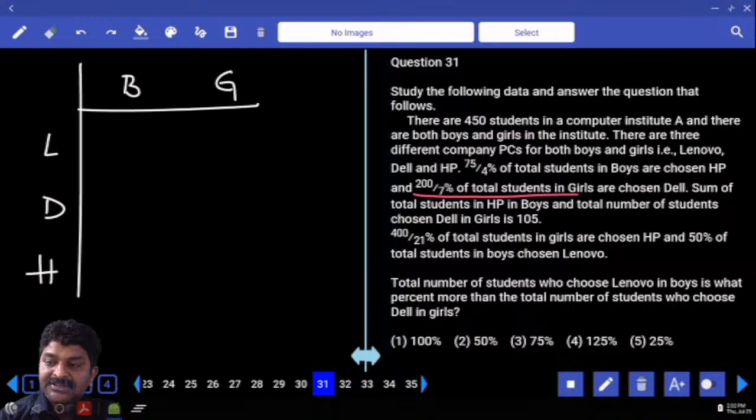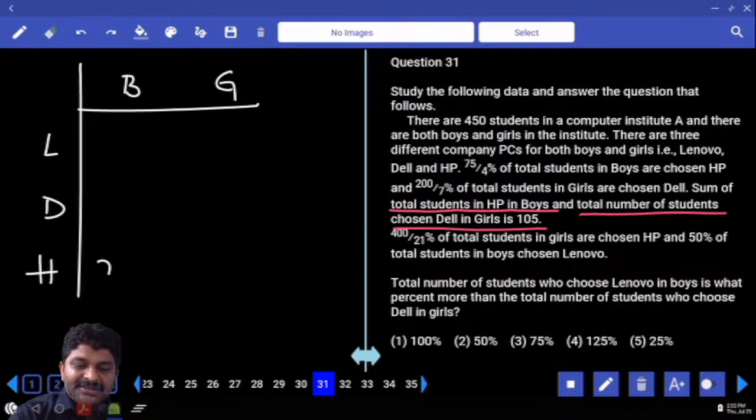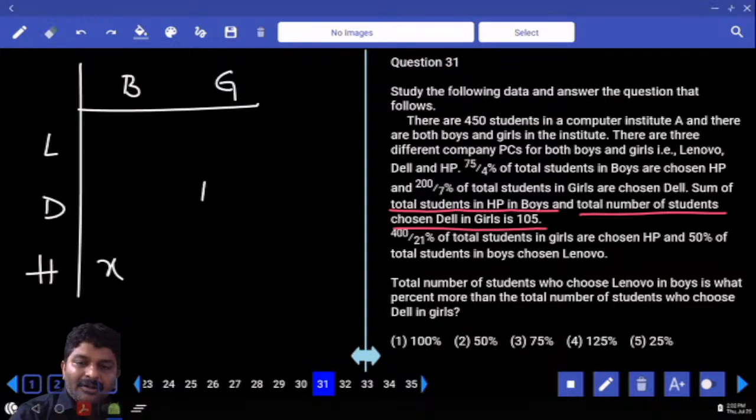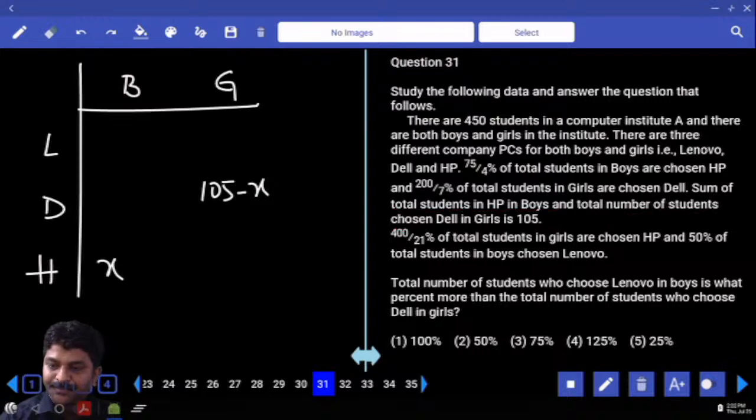200/7% of the total students in girls are chosen Dell. So this percentage is also calculated on girls. Sum of total students in HP in boys and total number of students chosen Dell in girls is equal to 105. If HP boys is X and Dell girls is Y, then X plus Y is equal to 105. Otherwise, in place of Y, you can write it as 105 minus X also.